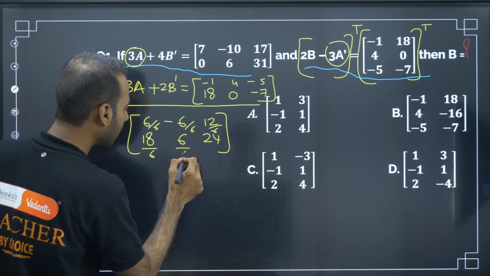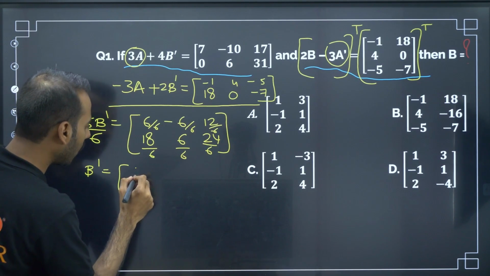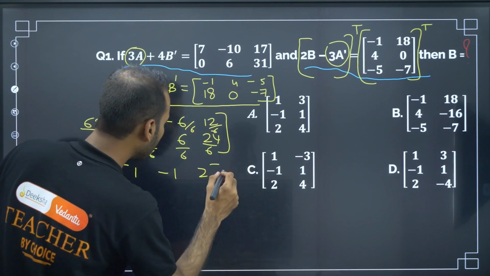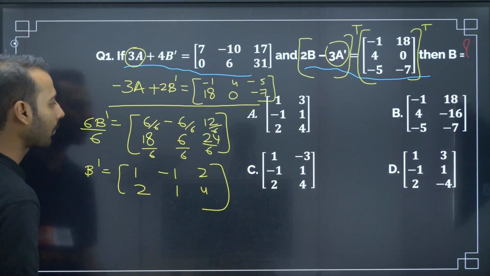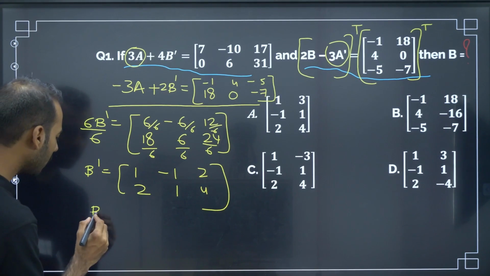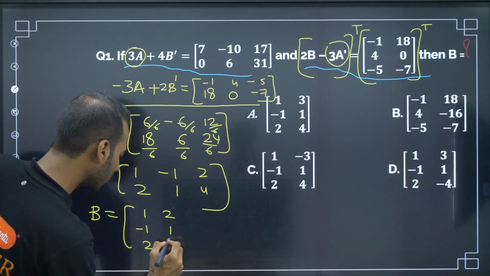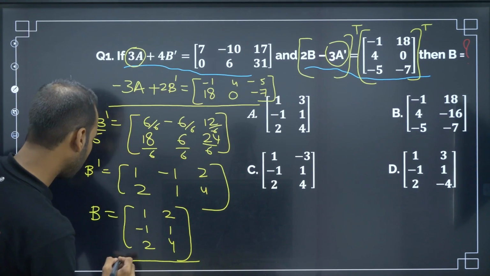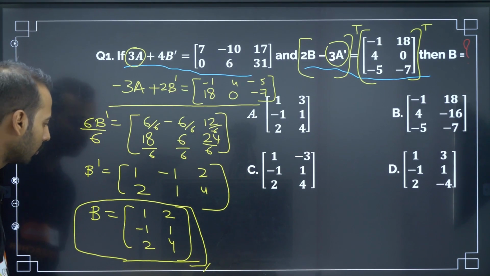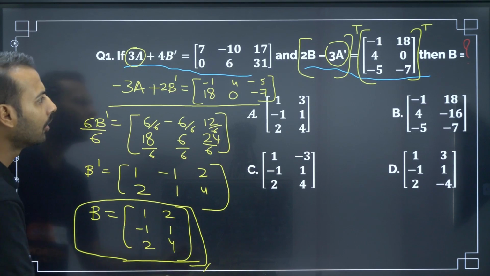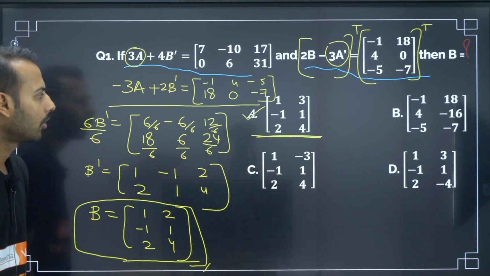on both sides. B dash is equal to 1, minus 1, 2, 1, 4. So B is equal to 1, minus 1, 2, 1, 4. They are asking for B, so the value of B is 1, minus 1, 3, 1, 4.